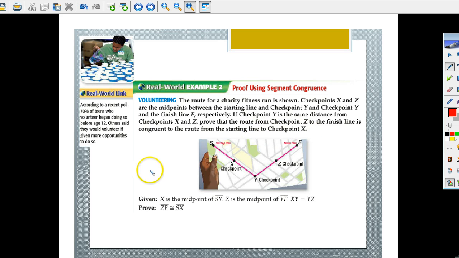Yikes. Okay, so what's given? From all this, you have to be able to write this out. Given is X is the midpoint of SY, and Z is the midpoint of YF. We need to prove XY is congruent to YZ. We need to prove that ZF is congruent to SX.